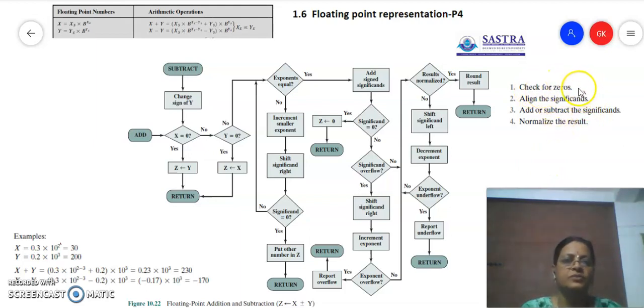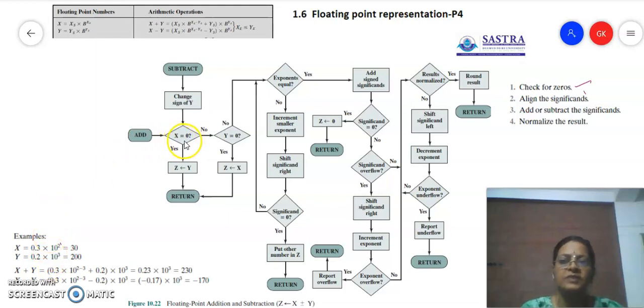The first step is to check for zeros. Why are we checking for zeros? We are checking the operands and deciding the result. Now come to the flow chart. Here this is going to be the common flow chart to proceed with for addition and subtraction. Now if it is going to be addition, we are going to add two numbers, namely x and y.